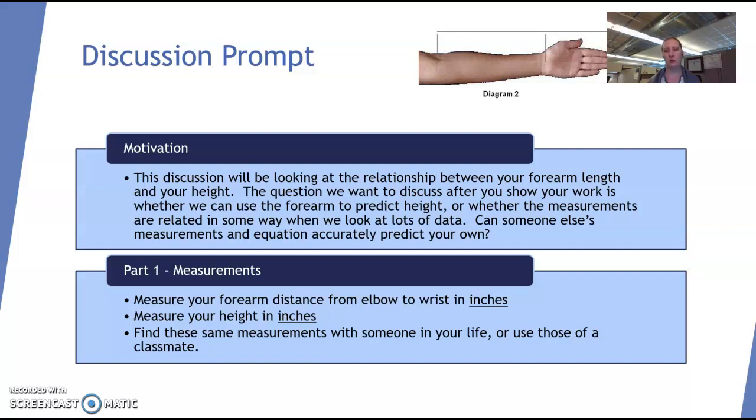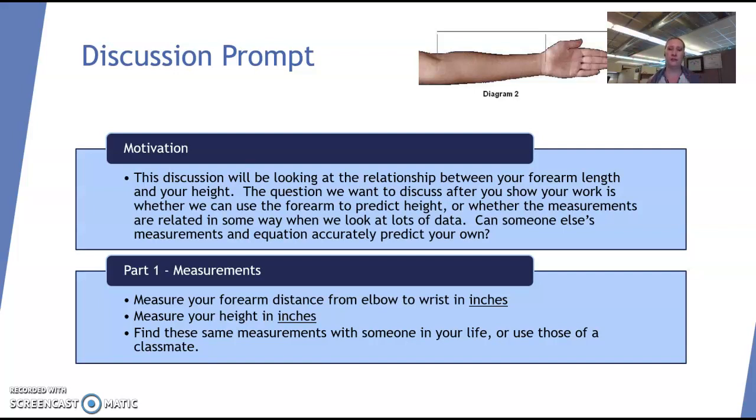So the motivation this week is this discussion. You're going to be looking at the relationship between your forearm length, and I have a diagram there. The forearm is from your elbow to your wrist. It's not the palm. You have 2 parts on that diagram that are labeled, so not the palm part, it's the other part. That's your forearm. So we're looking at the relationship between your forearm length and your height.